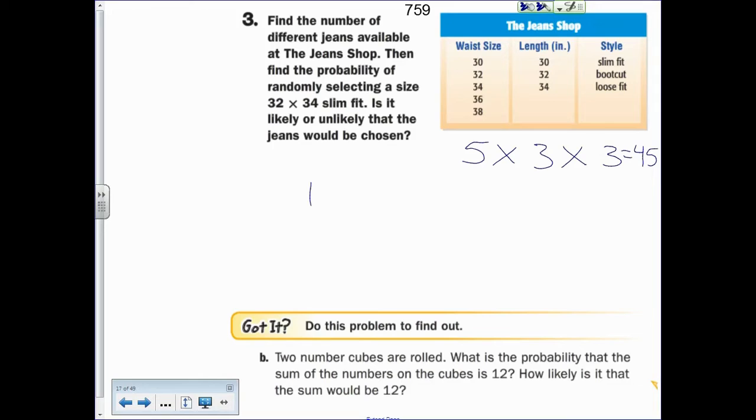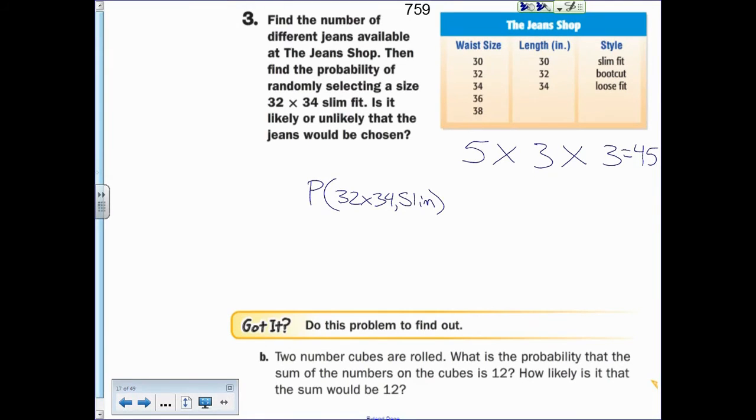So what would be the probability of getting a 32-34 slim cut? Well, out of the 45 different pairs of jeans that the shop offers, only 1 out of every 45 would be a 32-34 slim, since each one of those 45 different pairs of jeans would be unique and different. So it's 1 in 45. How likely is it? It's very unlikely.